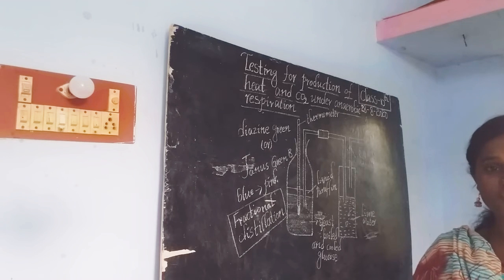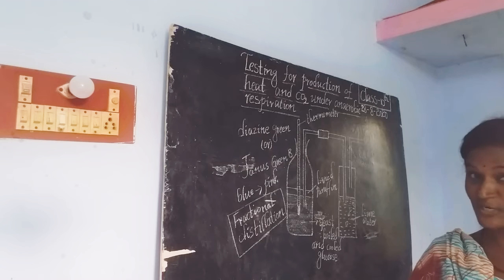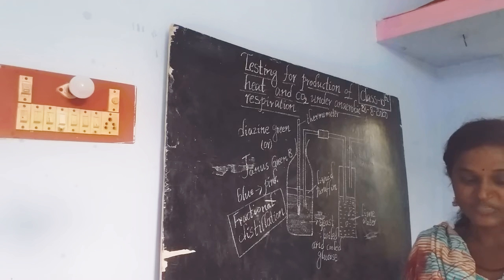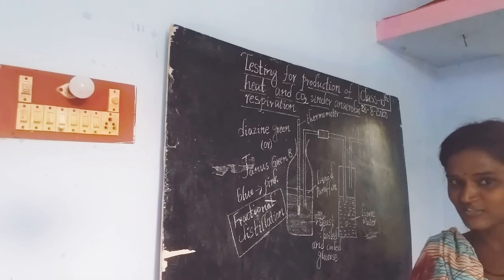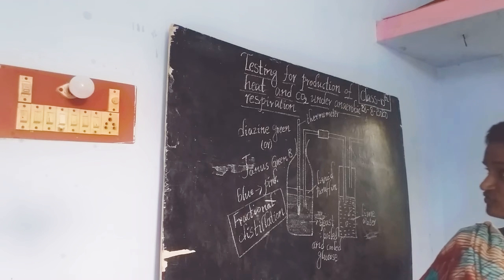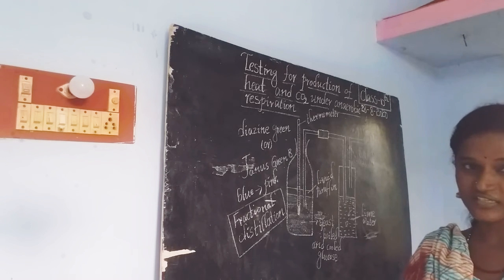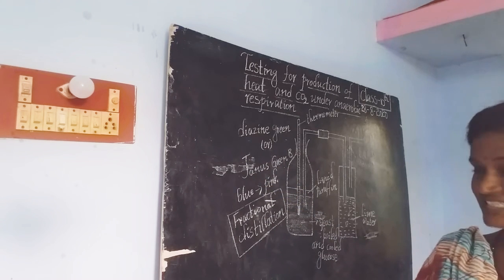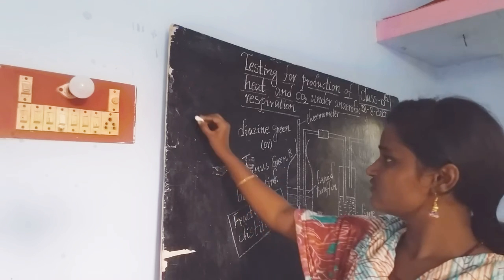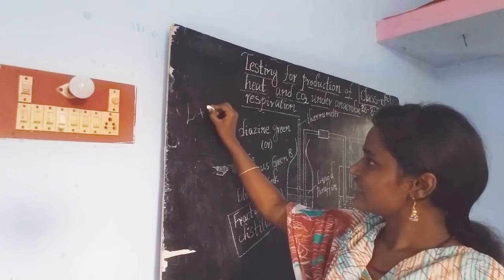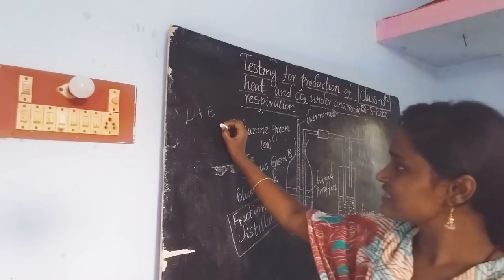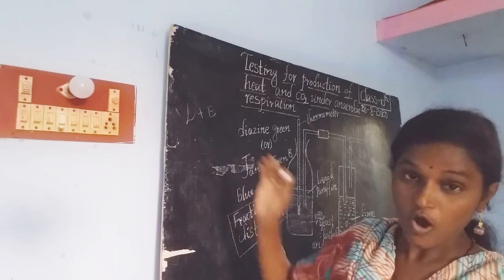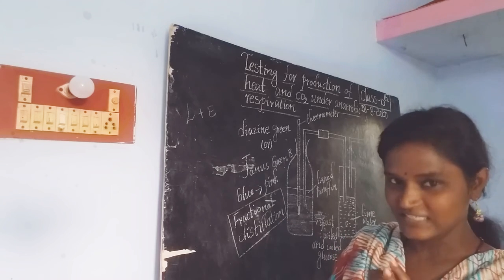We are well familiar with the term anaerobic respiration. Cellular respiration, if it takes place in the absence of oxygen, is called anaerobic respiration. And this anaerobic respiration takes place in two ways: one is in bacterial cells, another is in yeast. In bacteria, we are well familiar with it: lactic acid and energy are released. The second way is the formation of ethanol, that is, alcohol, carbon dioxide and energy.